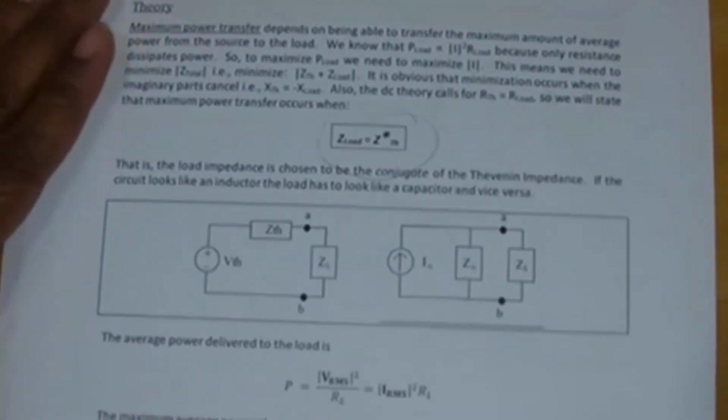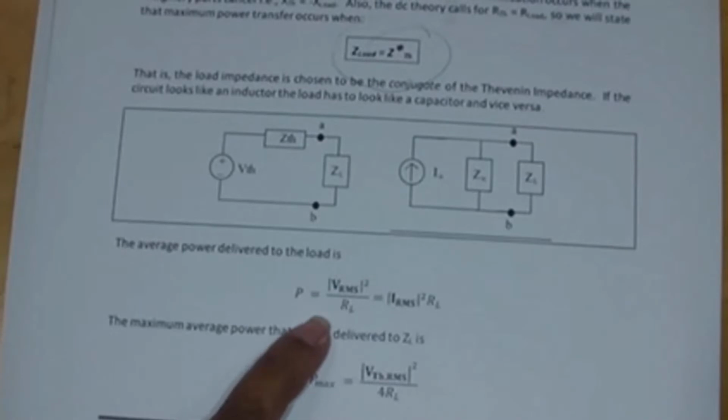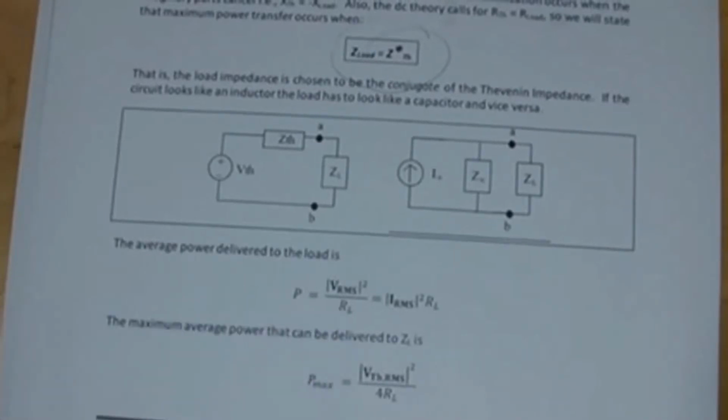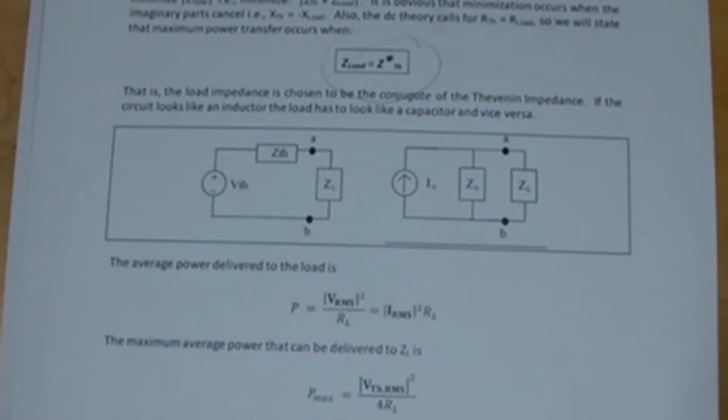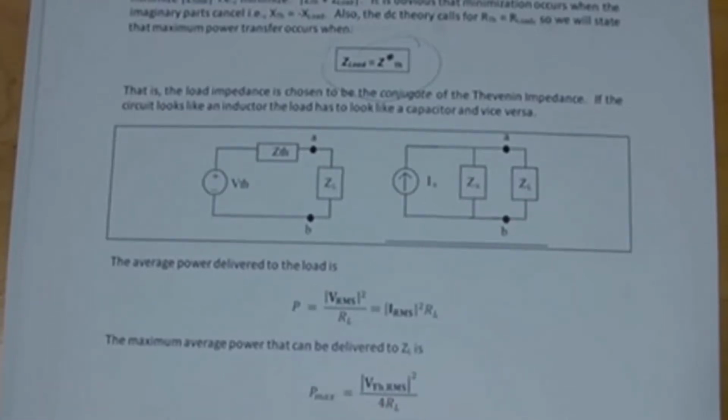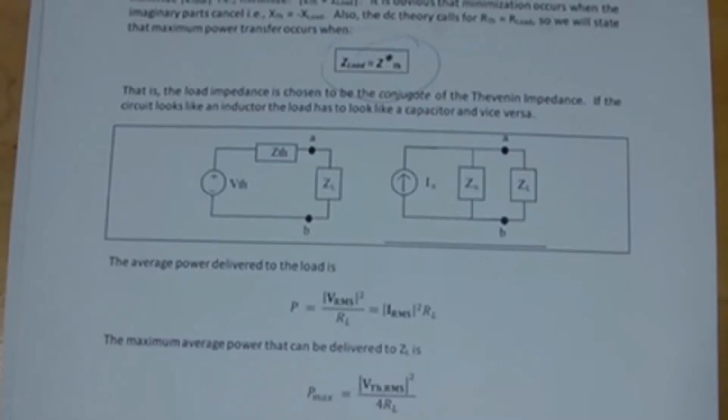So the formulas become V RMS squared over RL, or I RMS squared over RL, for the power delivered to the load. Or in terms of V Thevenin, the magnitude of V Thevenin squared over 4RL. That should also look familiar to you, that it's the exact same formula we used in DC. The main difference is now, this is RMS.